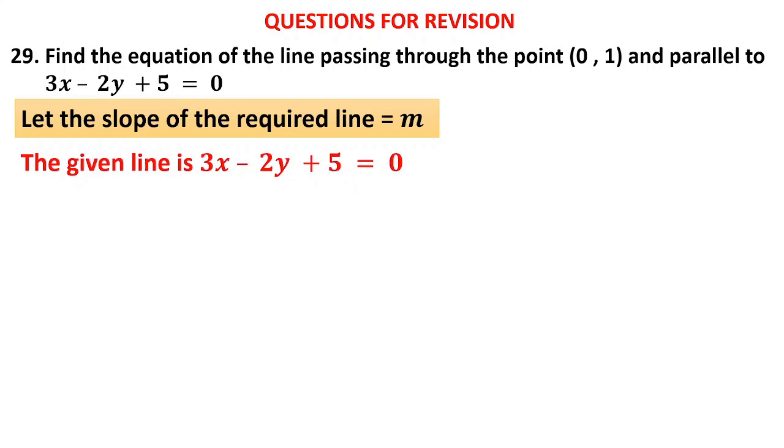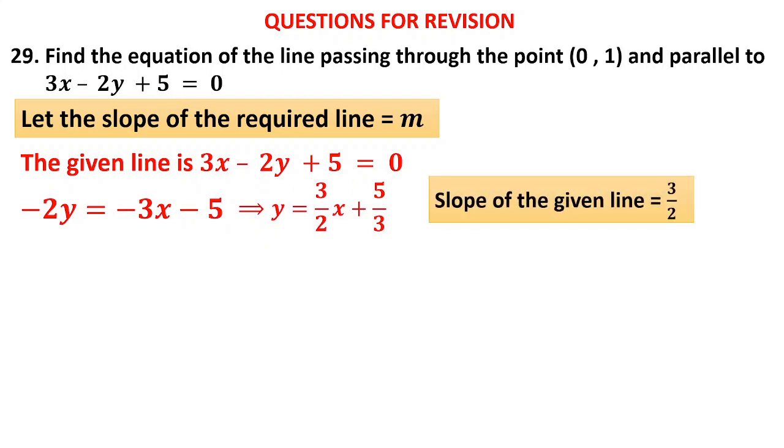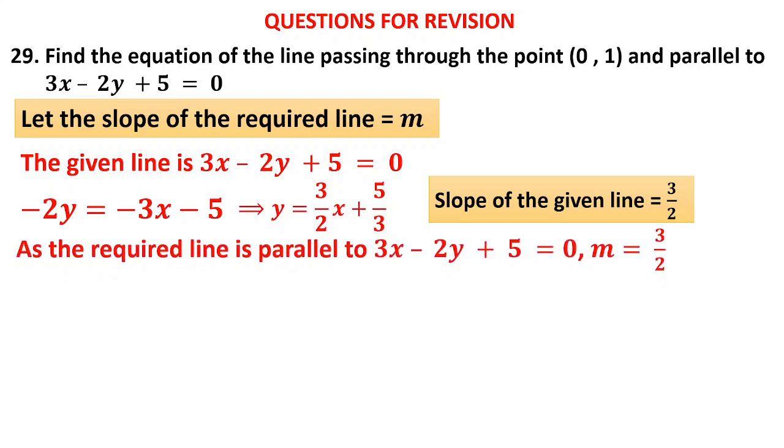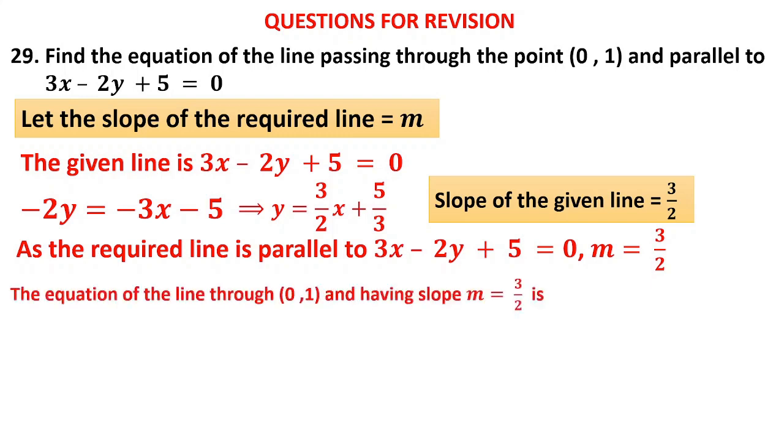Once again the same thing, we will try to get the slope. Minus 2y is equal to minus 3x minus 5, y is equal to 3 by 2 x plus 5 by 2. Now the coefficient of x is the slope, therefore slope of the given line is 3 by 2. As the required line is parallel, both the slopes are equal, therefore slope of the required line is also 3 by 2. Now point is known, 0, 1, and slope is known, 3 by 2.